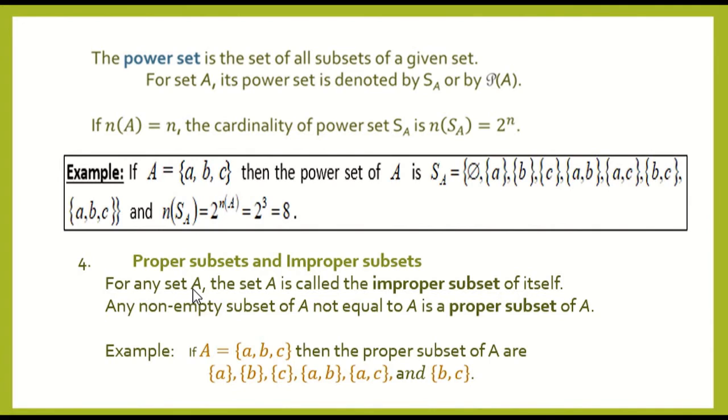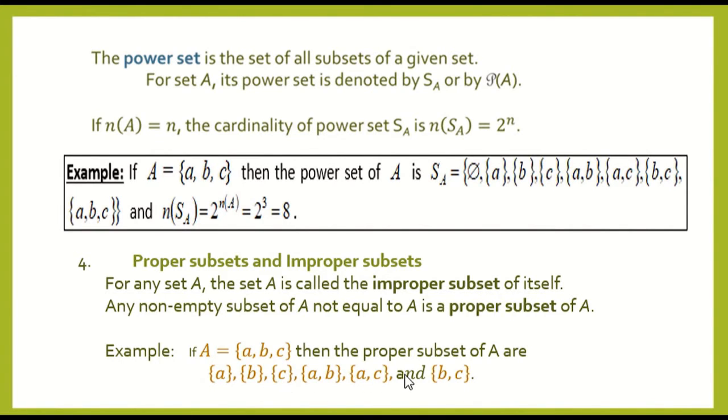For any set A, the set A is called the improper subset of itself. Any non-empty subset of A not equal to A is a proper subset of A. So, example, we have the set A which has elements A, B, and C. Then the proper subsets of A are, we have the subset A, subset B, subset C, subset A and B, subset A and C, and subset B and C.